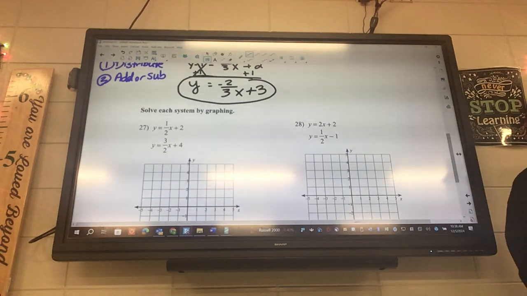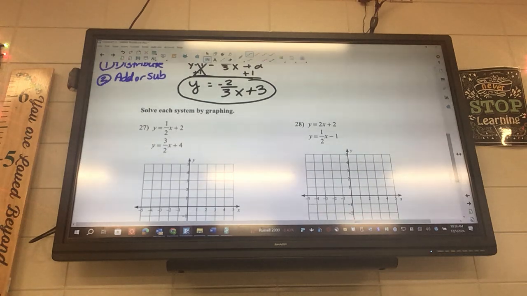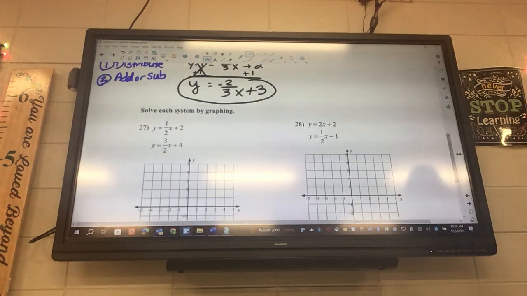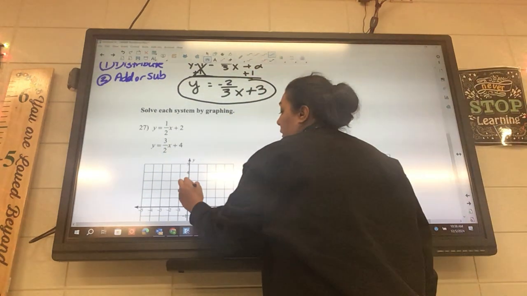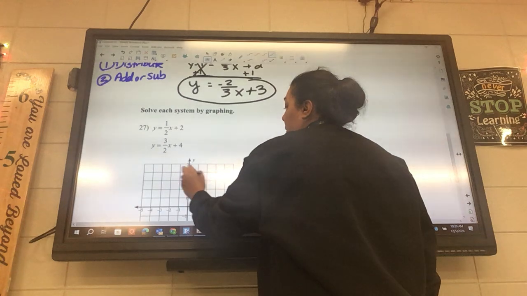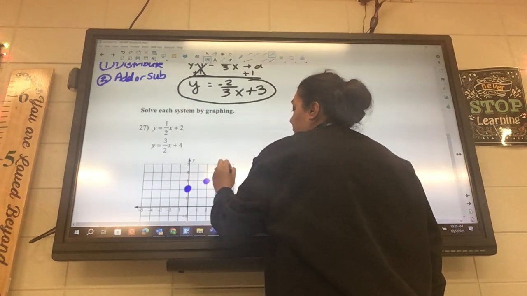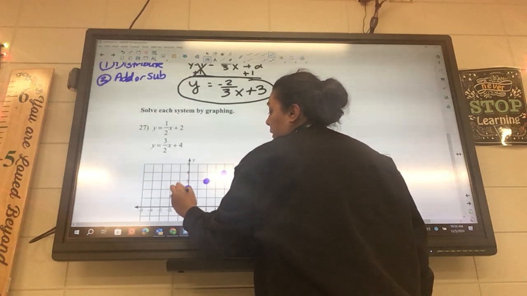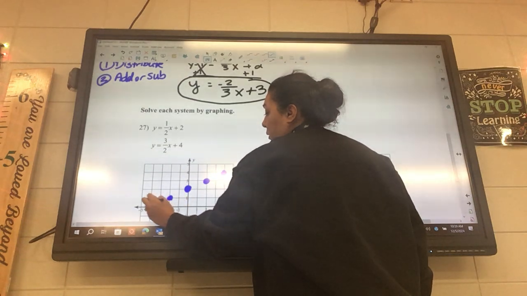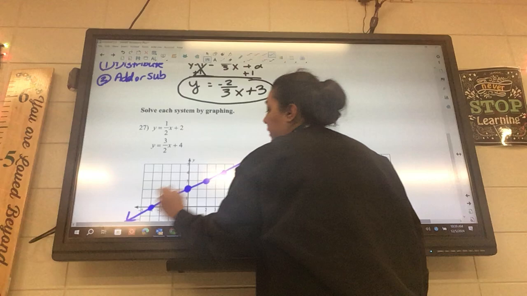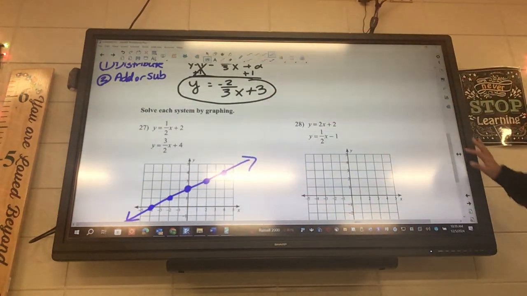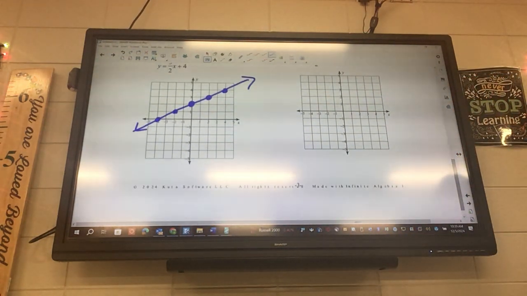Okay, 27 is solved by graphing. This is where we graph the two lines on one graph. There's no shading. It's kind of like what we did yesterday, but just no shading. Okay, so line 1 starts where? At positive 2. And it has a slope of up 1 over 2, or down 1 over 2. And if you remember line 1, you have to do all the dots you can.